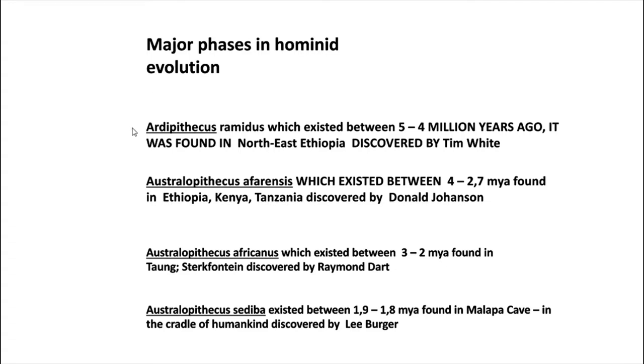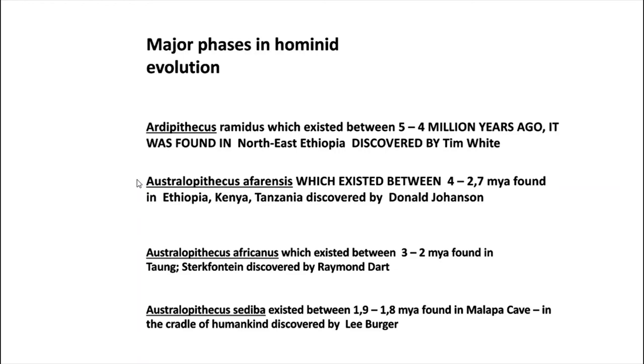Now the first species that existed between 4 to 5 million years ago is Ardipithecus ramidus. It was found in northeast Ethiopia, discovered by Tim White. Now the important thing here is to know Ardipithecus ramidus. You need to know that it existed between 4 to 5 million years ago, that it was found in northeast Ethiopia, and that it was discovered by Tim White. You might be asked in the question paper.